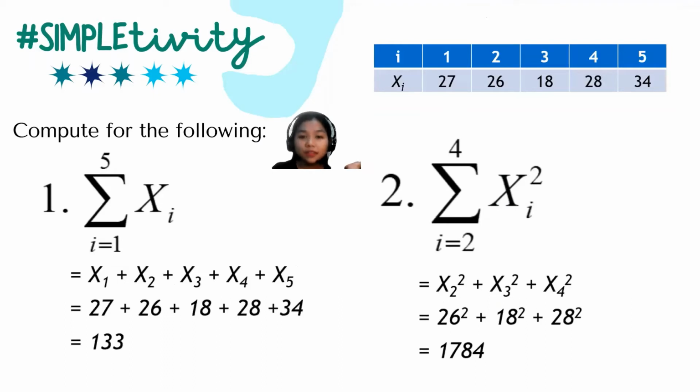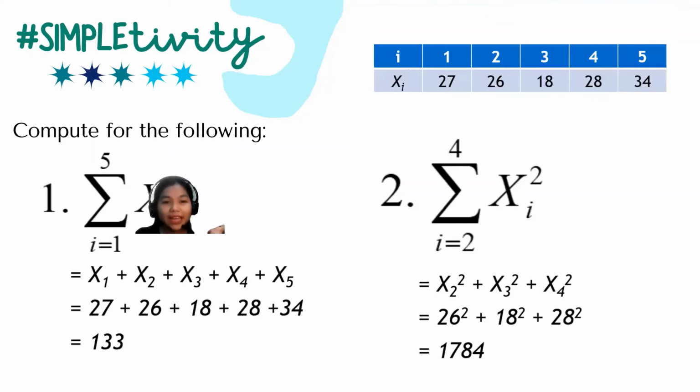Given the following values of x, the summation of x sub i as i goes from 1 to 5. We know that we have 5 different values of x. So x sub 1 is 27. The second value is 26. The third one is 18. The fourth one is 28. And the fifth one is 34. Then we simply get the summation of all those values, or we simply get their sum. Simply add all of those terms.